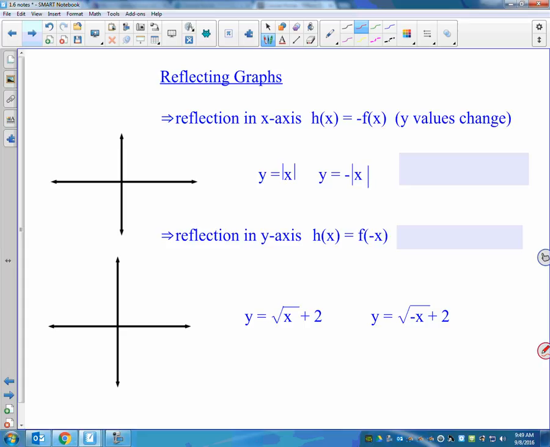I always remember the negative is outside the function. So if the negative is outside the function, then I haven't changed the x values, but I'm going to be changing the y value. So that's going to flip over.